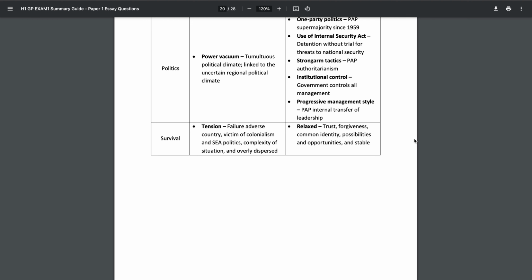1965, we were very scared, very tense. It's a failure-averse country. We cannot fail. We are victim of colonization. We are victim of communism. We are in a very complex situation. We are overly dispersed. We are too diverse. It was very tense. But today, we have managed to achieve trust, forgiveness, common identity, possibilities, opportunities, and we have an overall very stable country. So things have changed. But some attitudes have not.